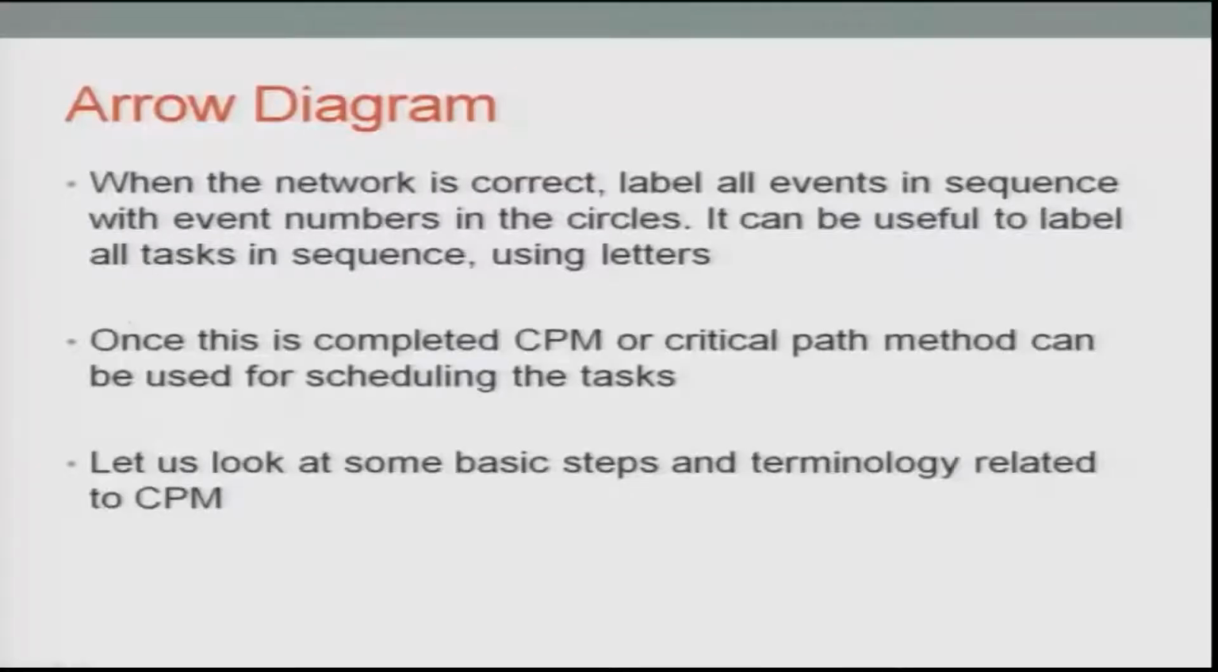Continuing further with the arrow diagram, when the network is correct, label all events in a sequence with event numbers in circles. It can be useful to label all tasks in sequence using letters, A, B, C, D, or 1, 2, 3, 4. Once this is complete, CPM or the critical path method can be used for scheduling the tasks. Let us look at some basic steps and terminology related to CPM, which can obviously be extended to the PERT concept also, but for our timing we will consider CPM only.